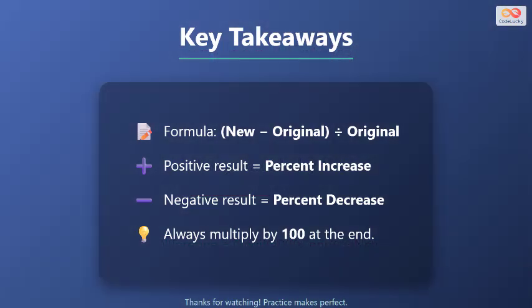To recap, use the formula new minus original divided by original. A positive answer means the value went up, and a negative answer means it went down. And don't forget to multiply by 100 at the end to get your percentage.